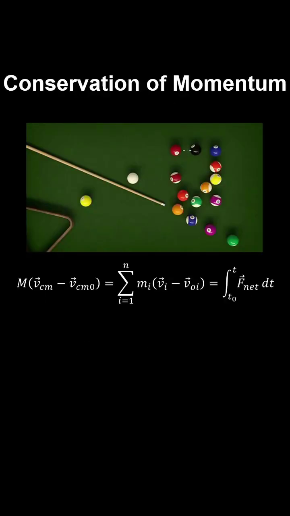Suppose that a cue ball strikes these billiard balls, and they fly off at different velocities. And we'll take this as our system, and we neglect friction with the table, such that the net external force acting on the system is 0.